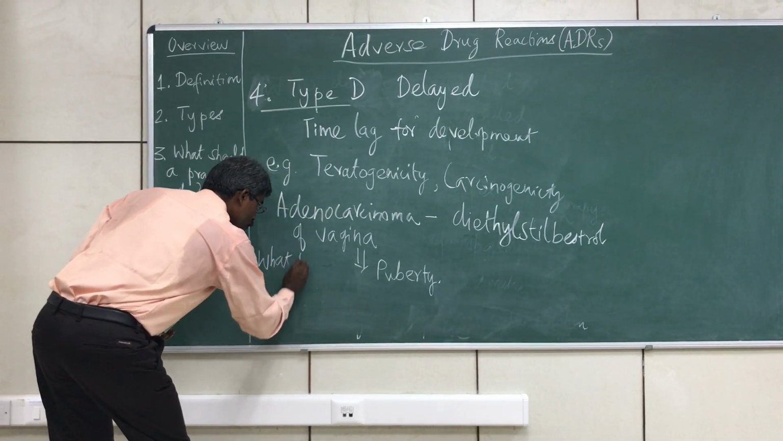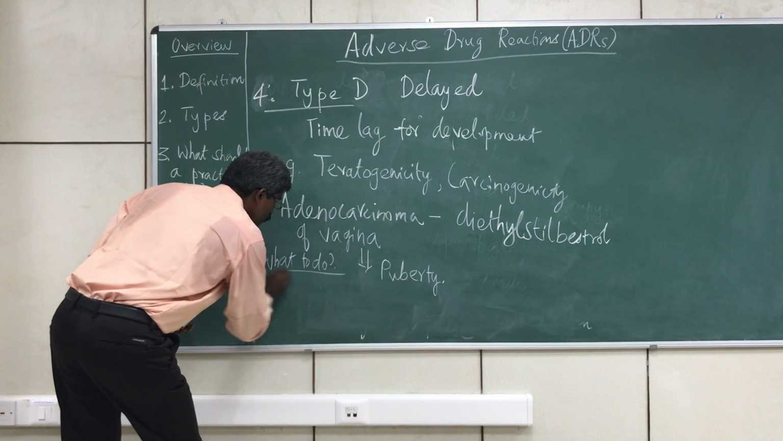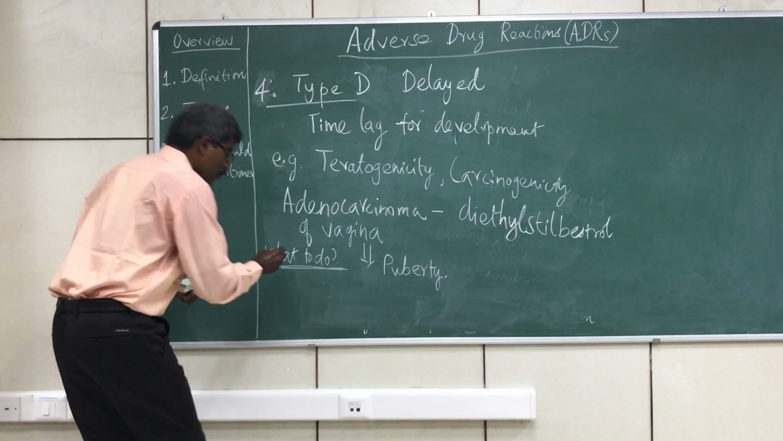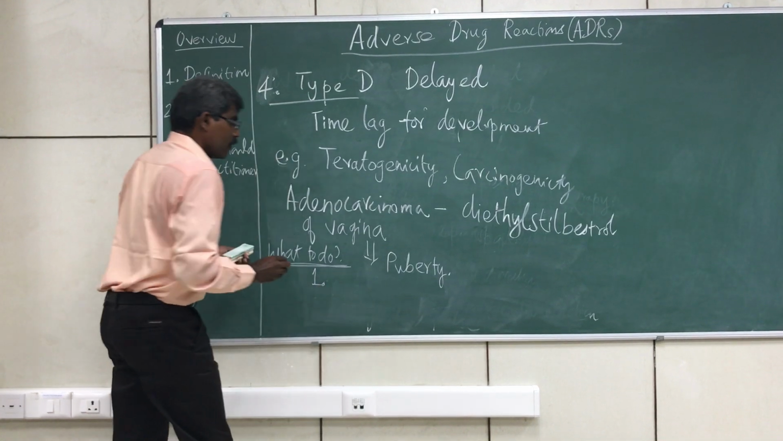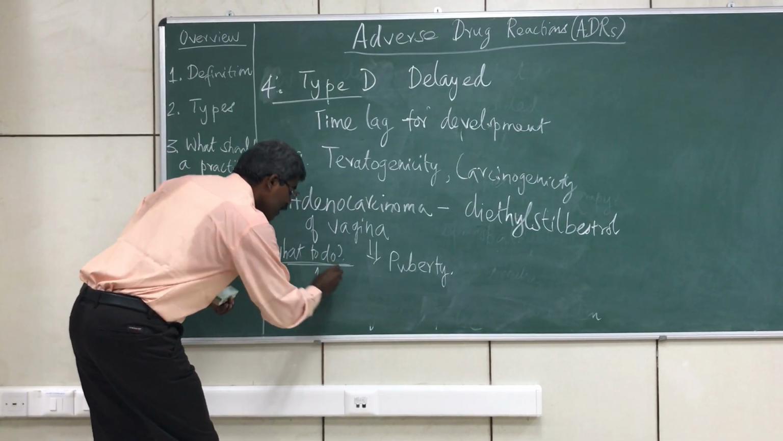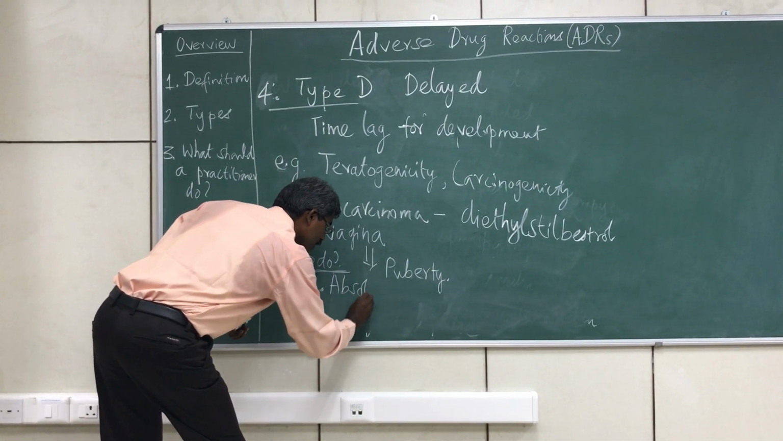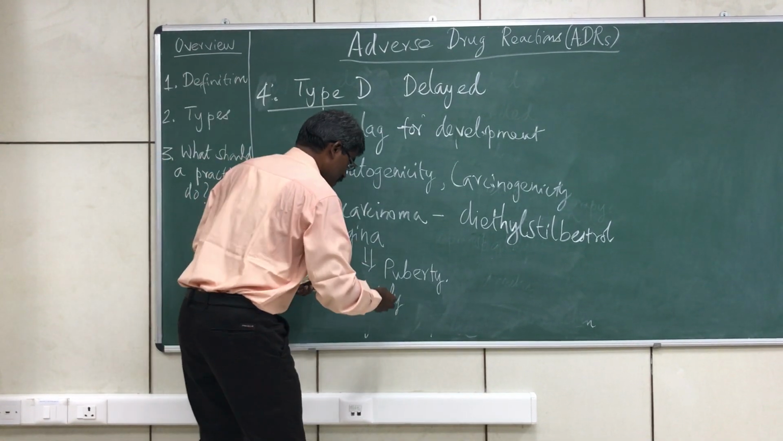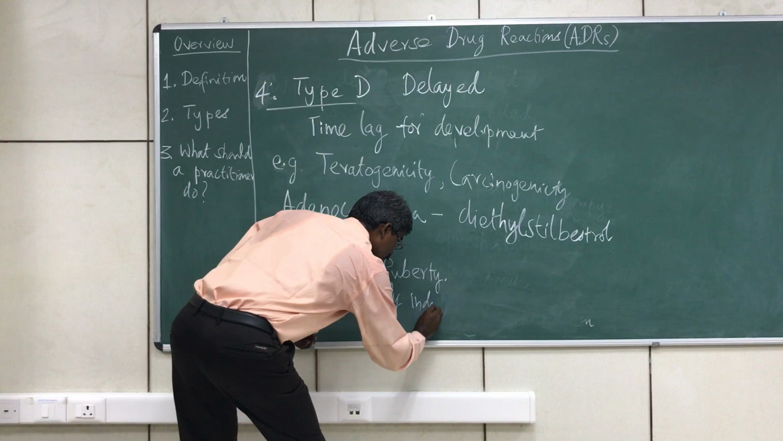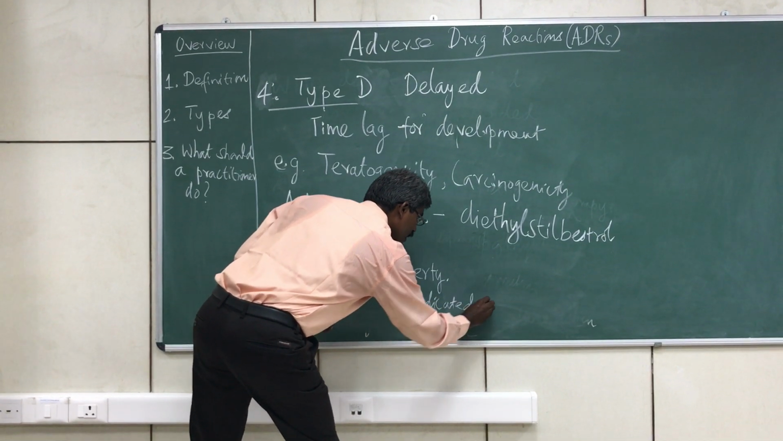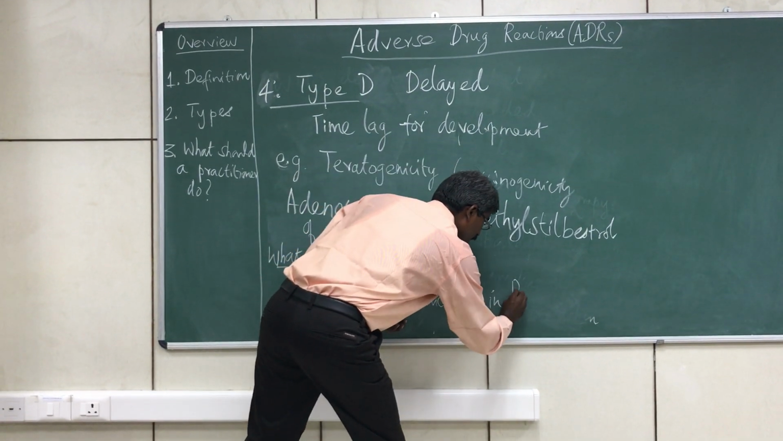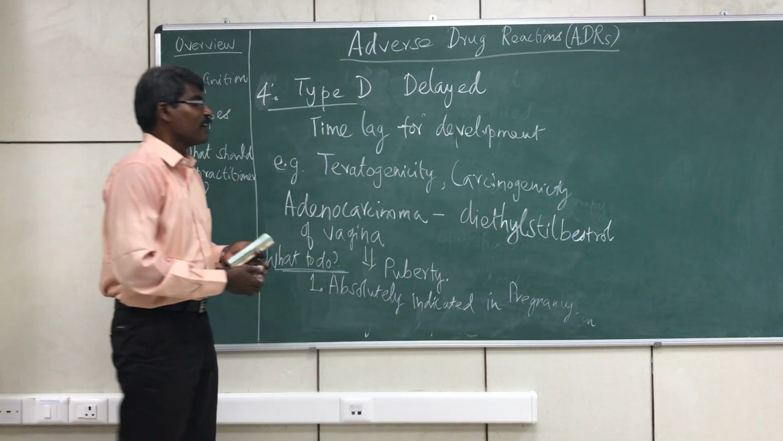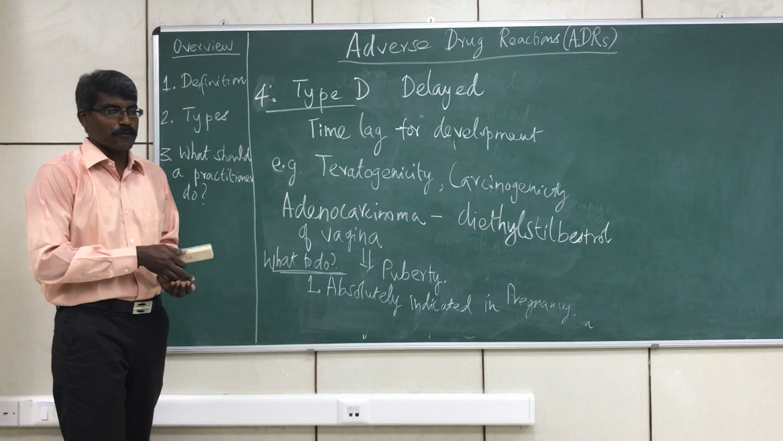Now what should a physician or practitioner do to avoid, prevent or reduce these adverse drug reactions? The first dictum is to use drugs only if they are absolutely indicated and necessary in certain patient groups, for example in pregnancy and in the elderly. So that is one of the important ways in which these adverse effects can be reduced.